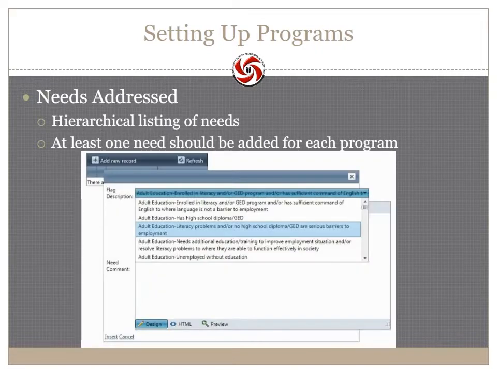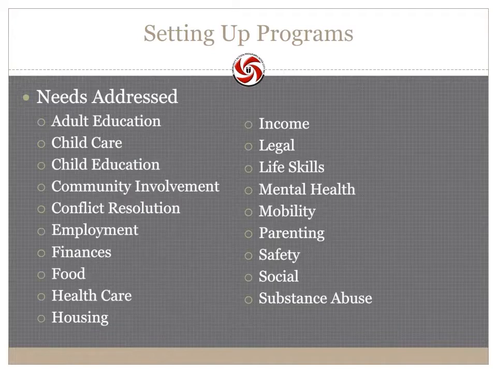The next item in the program setup is needs addressed. This is a critical area. In the needs addressed, you will tell BECS what your program serves in terms of needs for clients. There are a large number of areas of needs that are addressed by BECS. Here, you can see a list of some of the areas that BECS addresses in terms of needs. As you can see, there are a large number of items available.